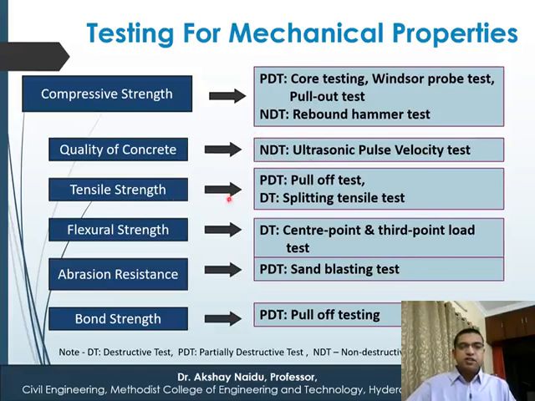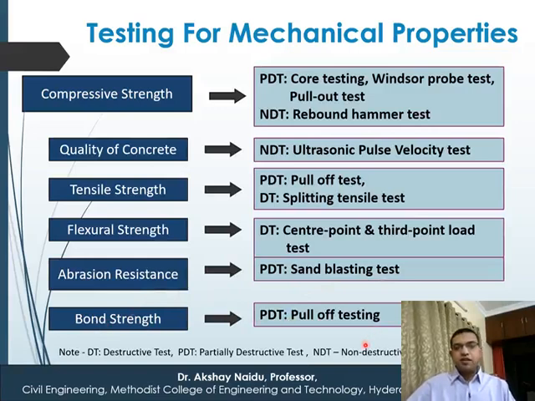Then for tensile strength, pull-off test and split tensile test. Split tensile test is a totally destructive test. When we say DT, it is destructive. When we say PDT, it is partially destructive. And when we say NDT, it is non-destructive test. For flexural strength, we have destructive tests, center point load and 3-point load test, and then for abrasion resistance, sandblasting test, and for bond strength, pull-off test.